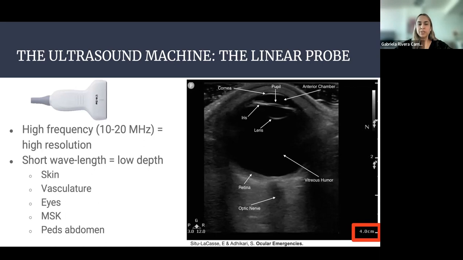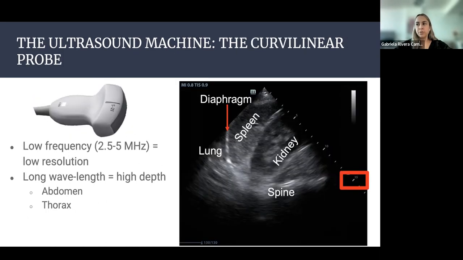The following probe is a curvilinear probe, which produces low frequency sound waves, which means that it can travel for long distances. This makes it a lower resolution probe that is good for deep structures, such as the abdomen and the thorax. The image on the right is the left flank evaluating for free fluid in the spleen and the kidney on an EFAST exam. The depth is set at 15 centimeters. So you can see that it can reach more depth compared to the linear probe.